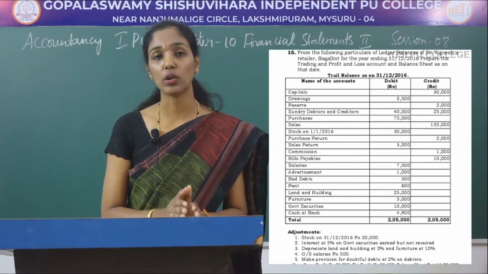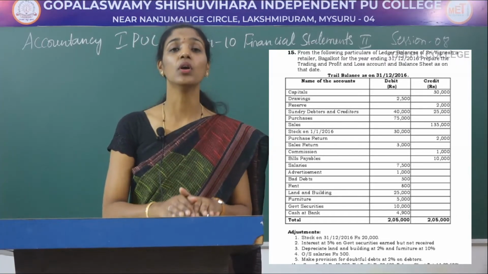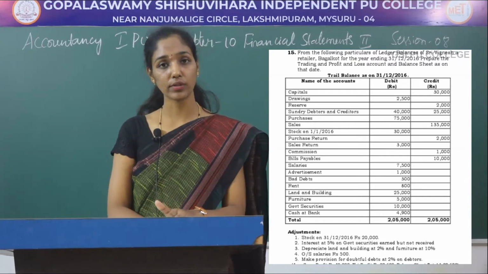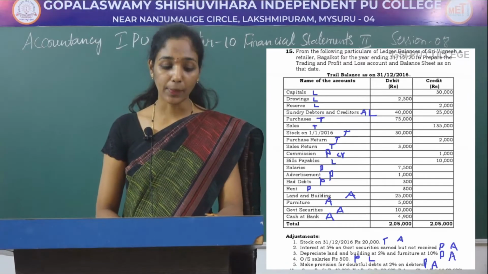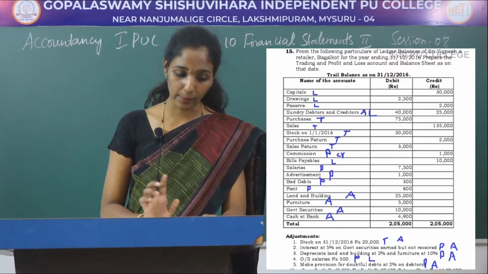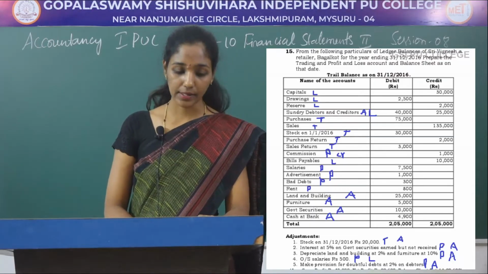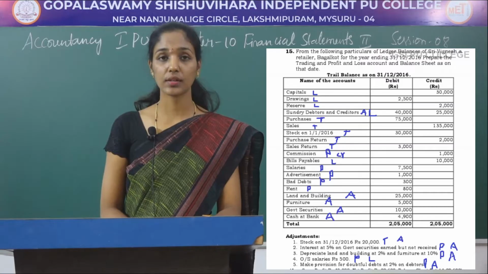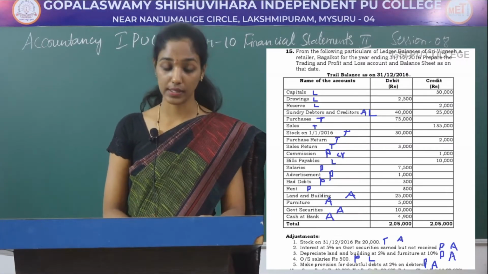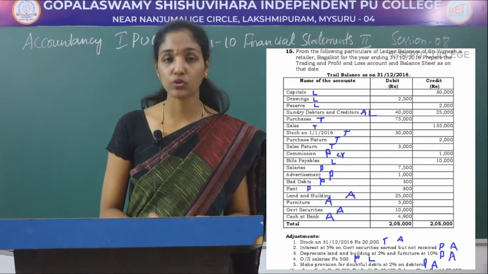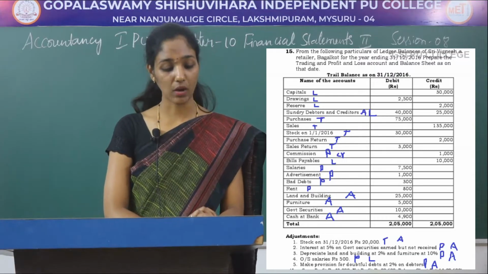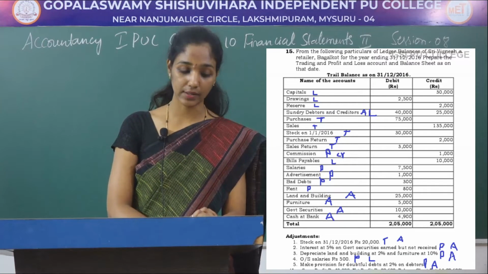So now before going to solve the problem, as usual we have to classify the following items and adjustments into trading account, profit and loss account and balance sheet. Capital liabilities, drawings liabilities, reserve also liabilities, sundry debtors assets, creditors liabilities, purchases trading, sales trading, stock on 1/1/2016. This is opening stock, so it will appear on the debit side of the trading account. Purchase return trading account, sales return trading account on credit side.